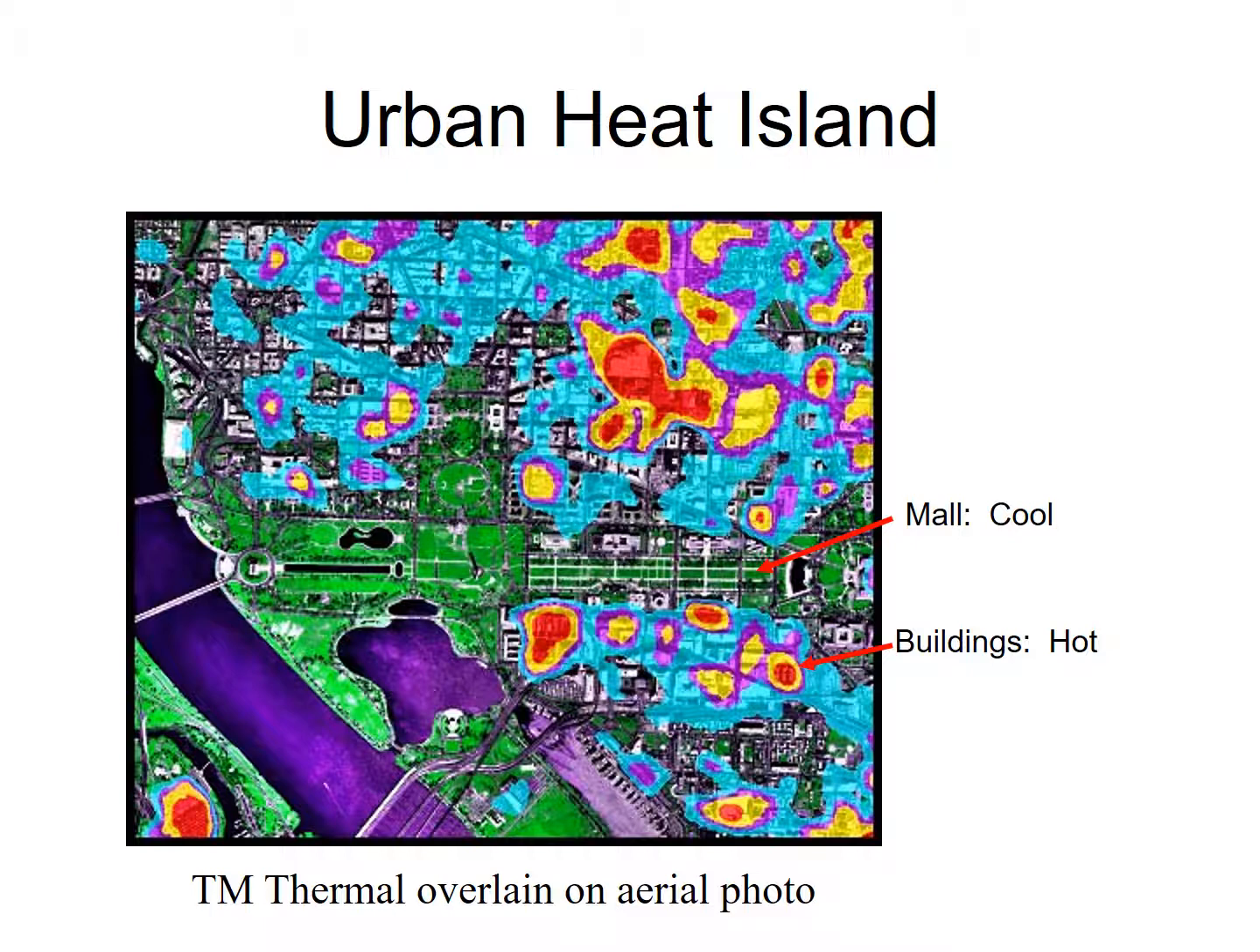And here we can see that there's some places like buildings that are very, very hot, and some are not, like the mall, which shows up to be very cool. And this is looking at the thematic map or thermal overlay on an aerial photo to try to determine where these heat islands exist.